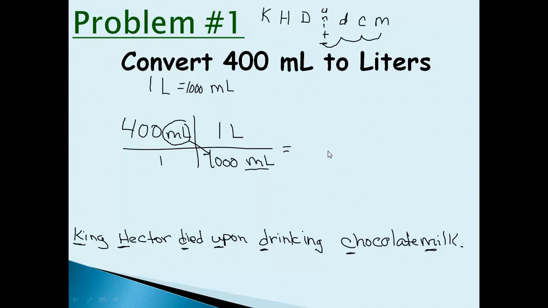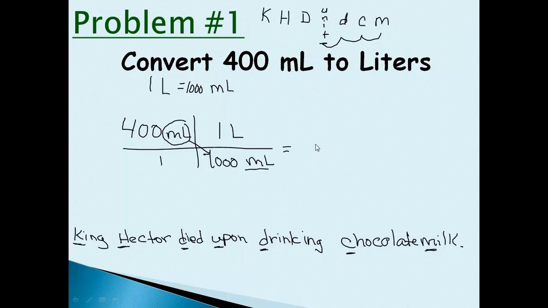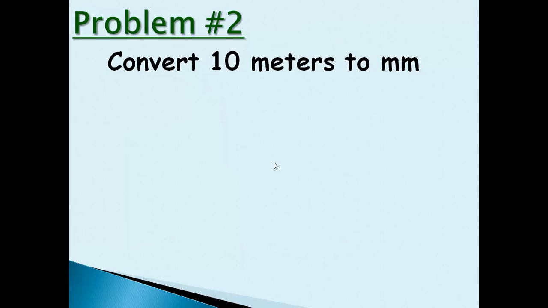So 400 divided by 1,000, if you do that math on your calculator, what do you get? You get 0.4, right? So our answer is going to be 0.4, and we're looking for liters. Okay, our units cancel out, leaving us with the units for our answer.